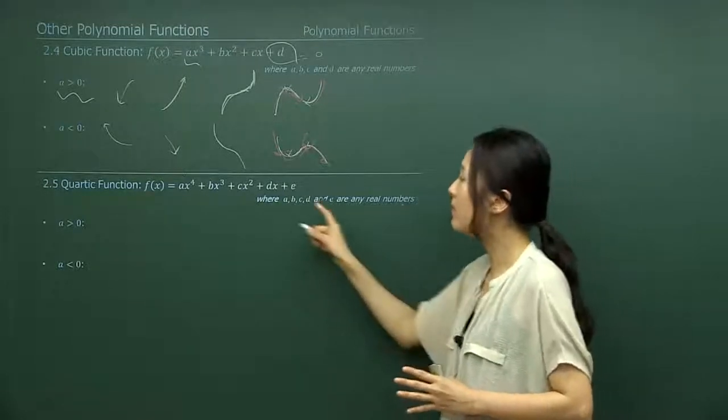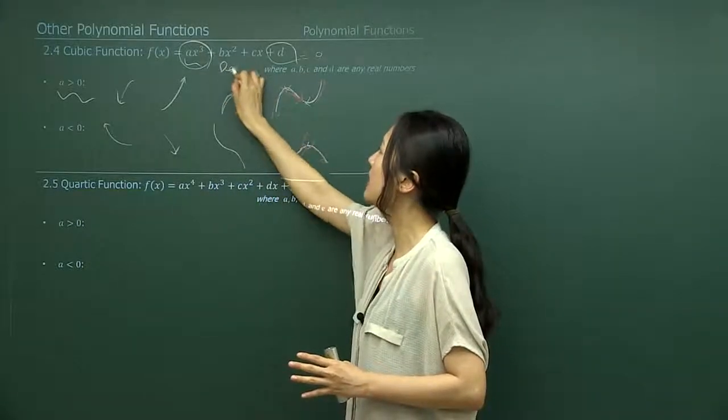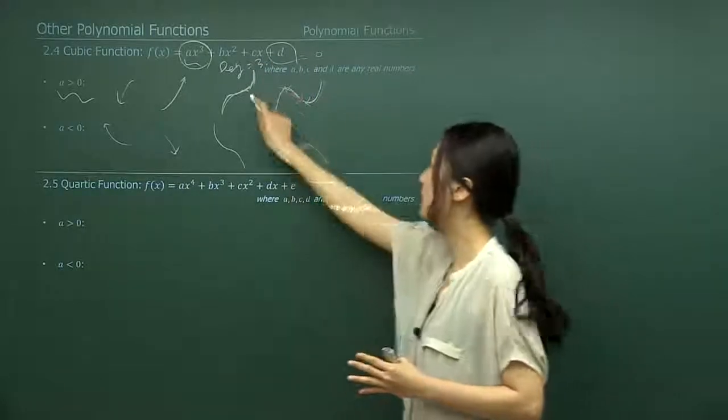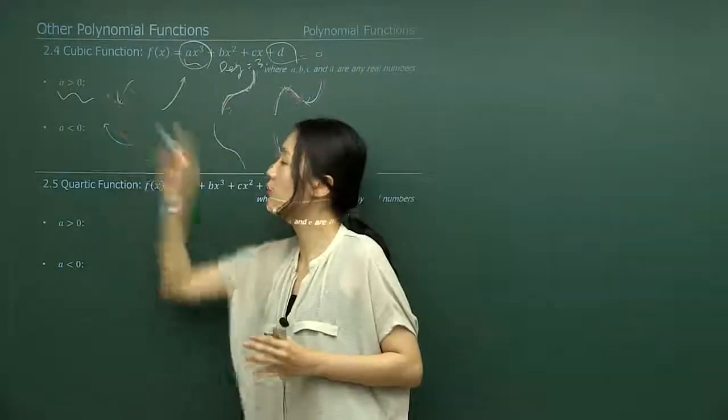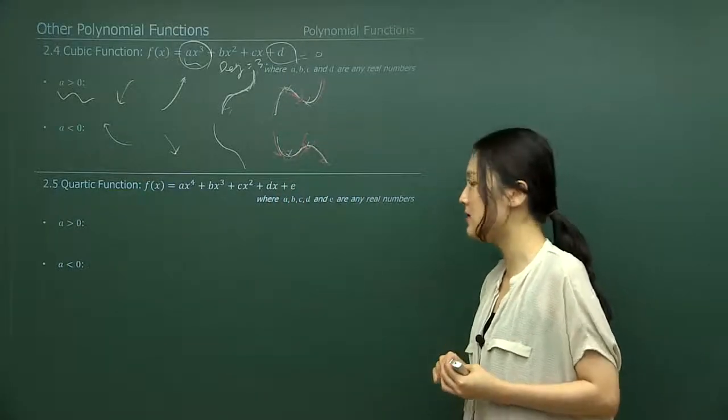So remember that the degree for cubic is 3, right? Degree is 3, and that the graph rises and falls if the coefficient is positive, and the other way around if the coefficient is negative.